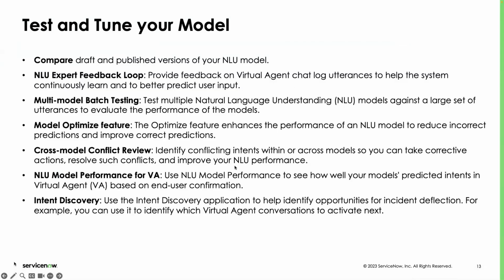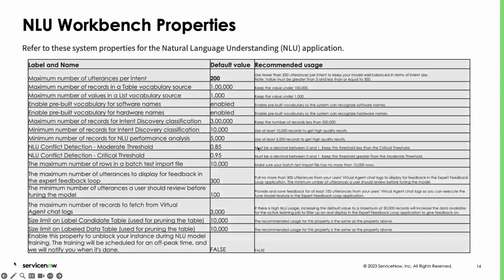Let me go down. All right, so we covered this. You can also review the workbench properties. Though we have default settings available, you can always review and tweak them based on your own requirements. For example, the maximum number of utterances per intent, right? The recommendation is less than 200, at least a minimum of five and less than 300. So we put together 200 as a default.